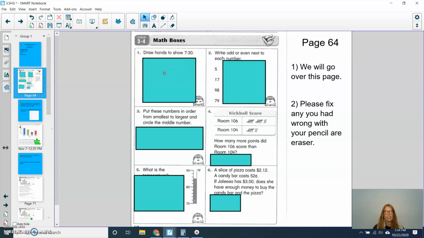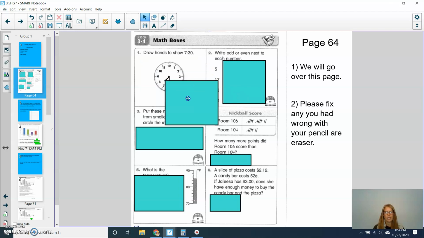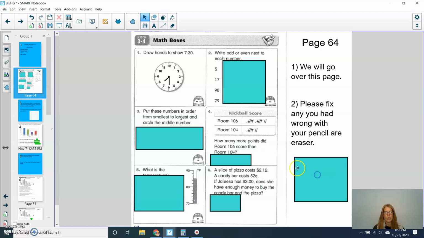So for the first question, it's asking you to draw the hands to show 7:30. So I'm going to show that with my hour hand in between the 7 and the 8, and then my minute hand, my longer hand, right on the 6.